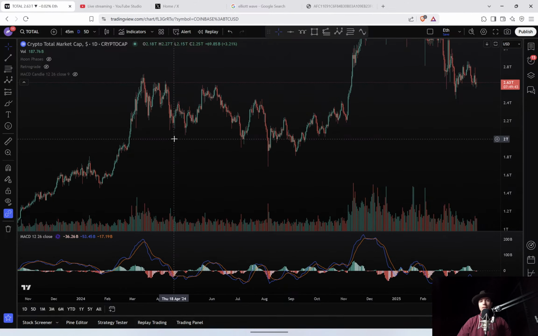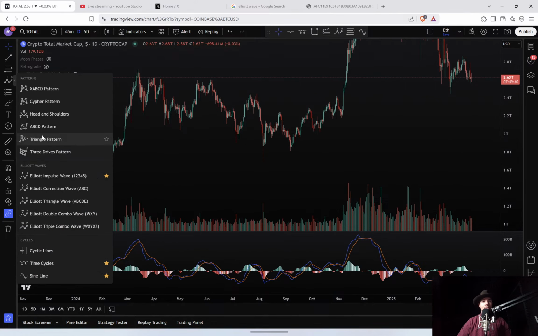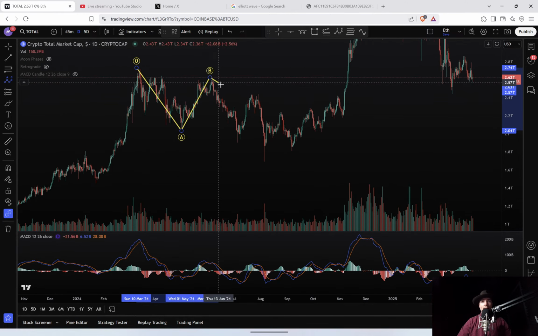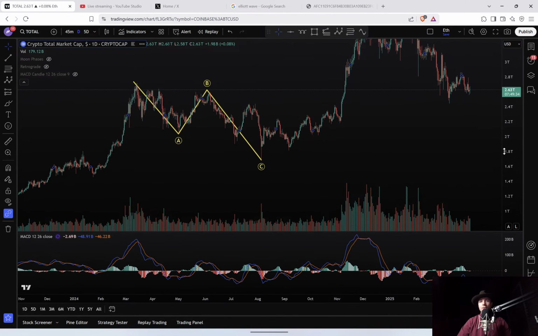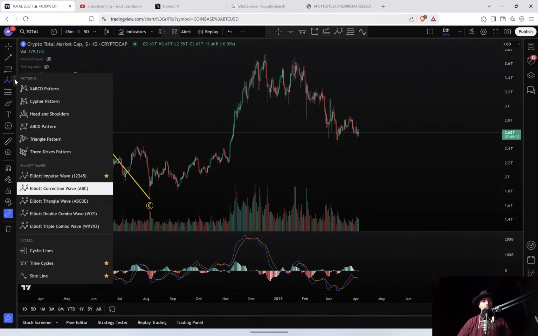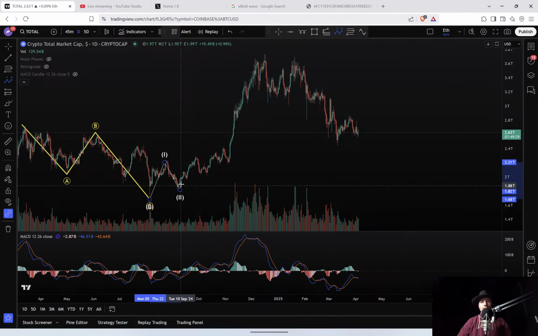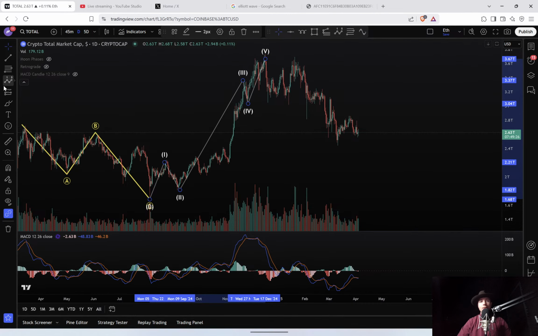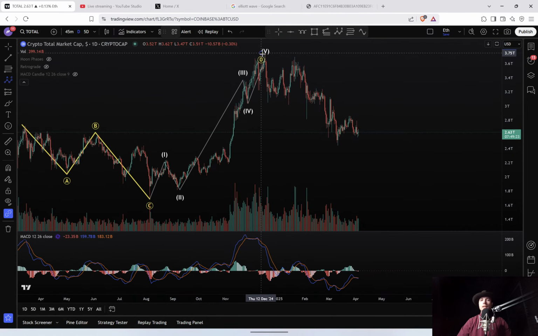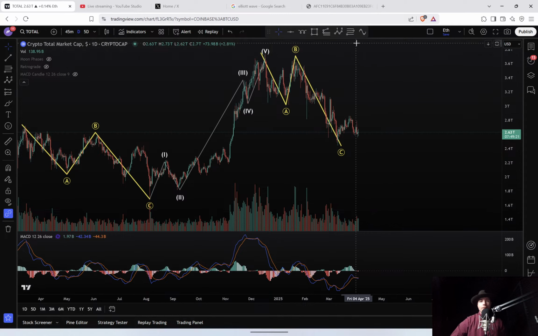And then look at this. Here's an ABC correction down. A, B, and C. And then look what happens right after. The Elliott waves that we just barely counted. Wave 1, wave 2, wave 3, wave 4, wave 5, and our ABC down. So you can see how it's repeating over and over and over again. Why? Because humans trade these markets. These markets are traded by humans. And yes, of course, there's trading algorithms and bots too. But they trade based on algorithms that are trained based on human psychology.